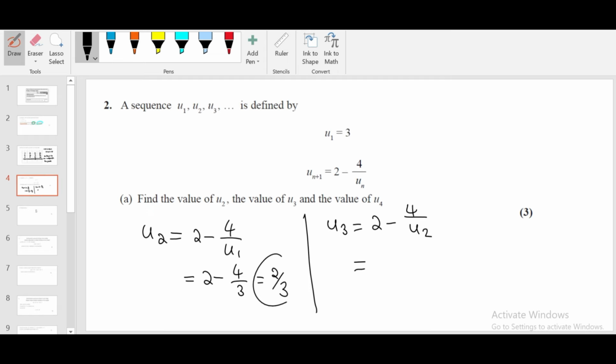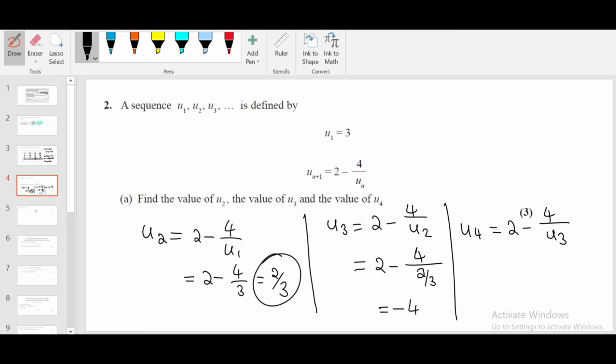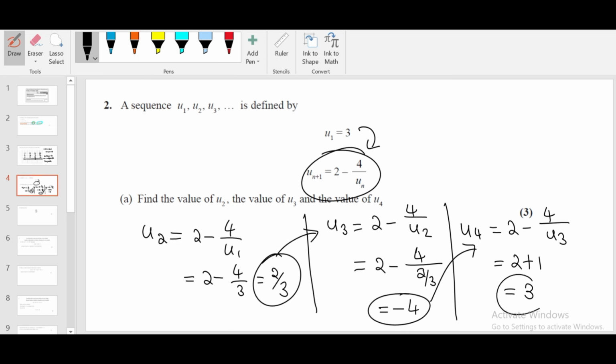Sub in the value of U2, we just calculated U2, right? Sub in here, 2 minus 4 over 2 over 3. That's going to be 12 over 2. 2 minus 6 is equal to negative 4. And then U4 is 2 minus 4 over U3. U3 is negative 4. So when you sub in here, you will get 2 plus 1 is equal to 3. That's all. We got the 3 values. Easy marks. You just need to use the recurrence relation. Sub in U1, get U2. Sub in U2, get U3. Sub in U3, get U4.